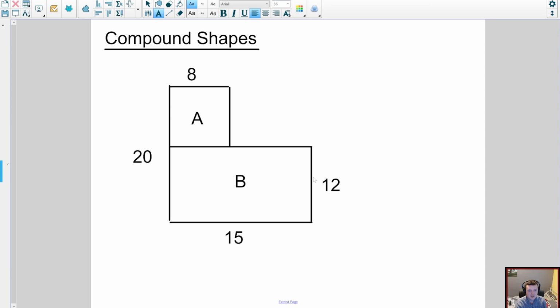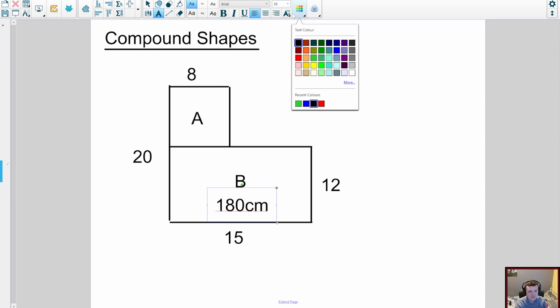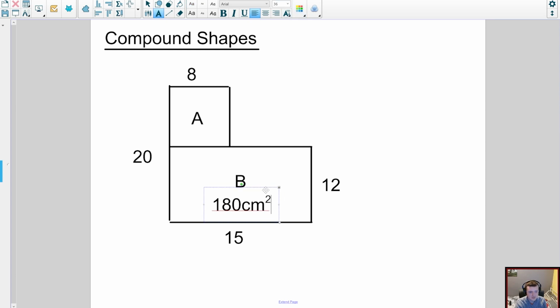So, for B, I can work out what B is. If I pretend A doesn't exist, I've got 12 width and 15 length, so I can do 12 times 15. Well, 15 times 10 is 150, and 15 times 2 is 30, so that's going to be 180. And again, I'm just going to assume these are centimeters. It could be meters, it could be millimeters, whatever it is.